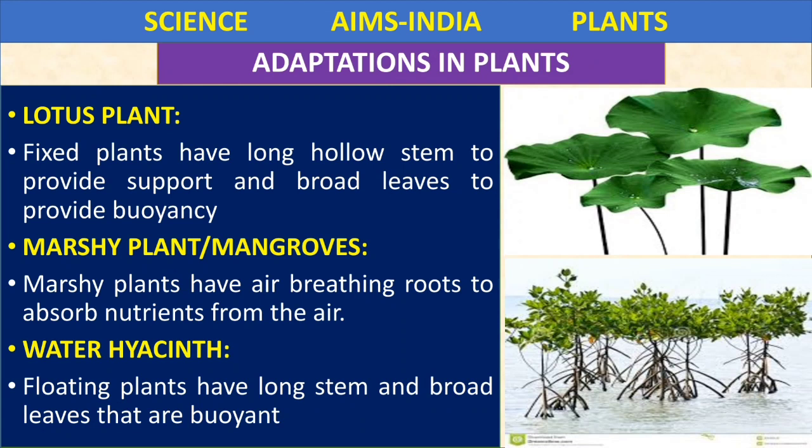Mangroves have breathing roots. Because of that, they absorb the air and get the nutrients. Children, the water hyacinth is a floating plant, and it has a long stem and broad leaves, again to make it convenient to float in the water.